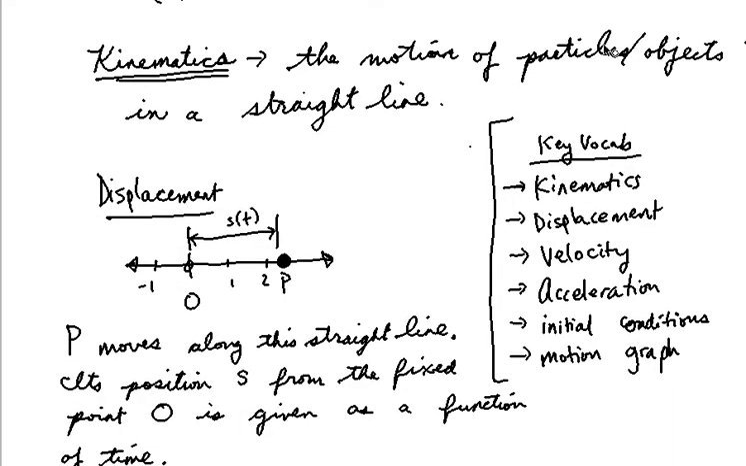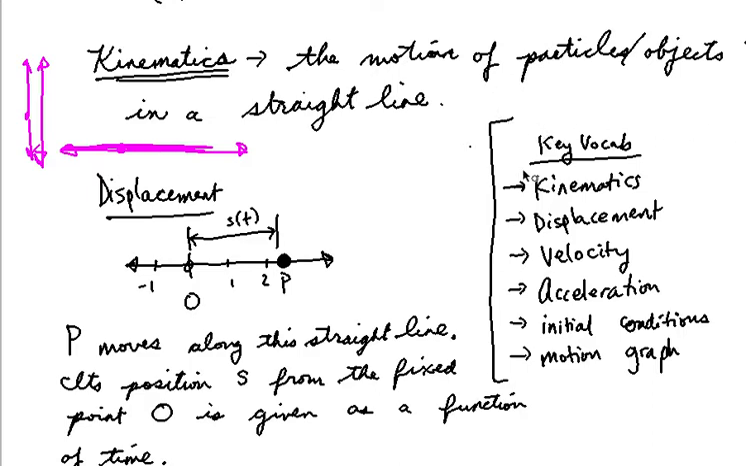Kinematics is the motion of particles or objects moving in a straight line. Okay, so you'll either have horizontal movement, where a particle moves this way and back, and it can go in either way, right? Or you'll have it in a vertical situation where a particle could go up or down. Okay, and this will be the simplified version of kinematics that we'll be focusing on when we talk about differentiation.